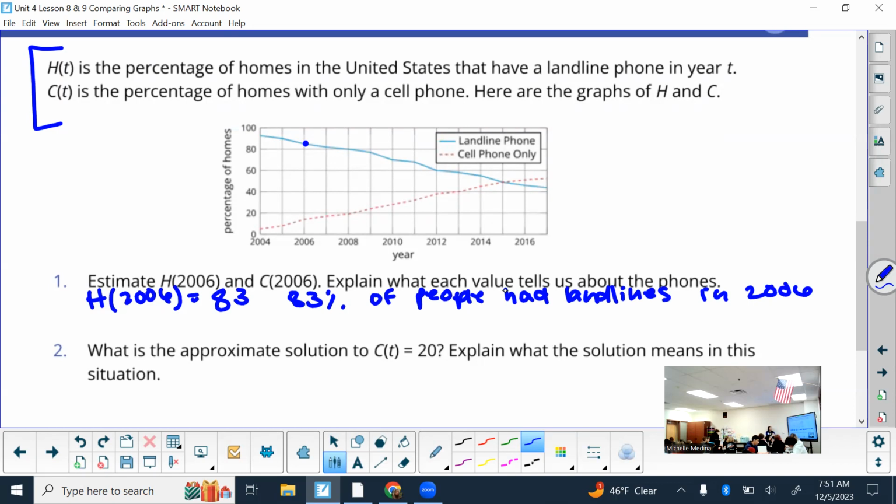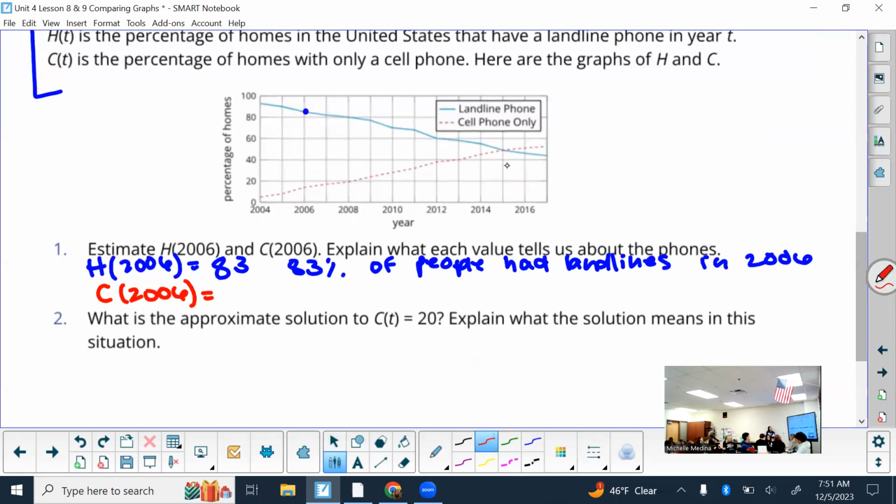Where am I? Table 4. So what's the value of C of 2006? Yes. Okay, about 18, I'd agree. Maybe 15, I don't know, but we're having to approximate it, so our answers might be slightly different. But yeah, close to 20, maybe a little ways, but 18, you're having to approximate it.